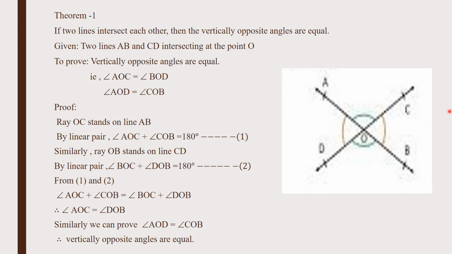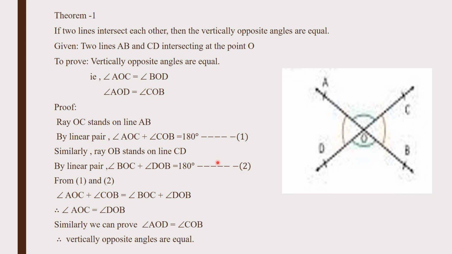Now take the second line. The second line is CD. There also we can see a ray OB. So we write here similarly, ray OB stands on line CD. By the condition of linear pair, we can write angle BOC plus angle DOB equal to 180 degrees. Name it as equation number 2.